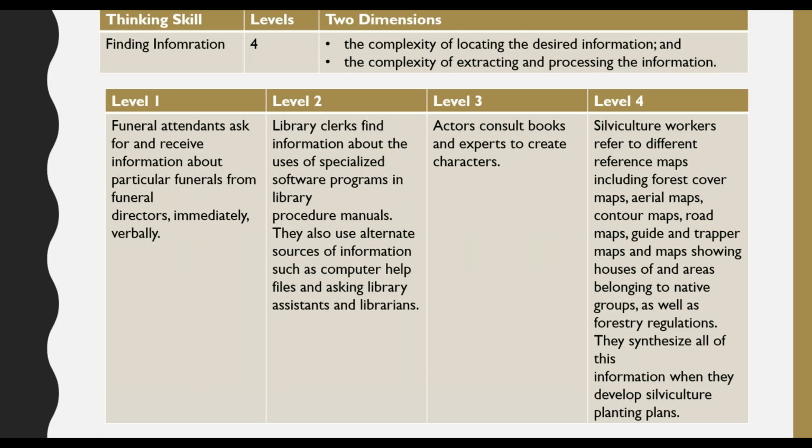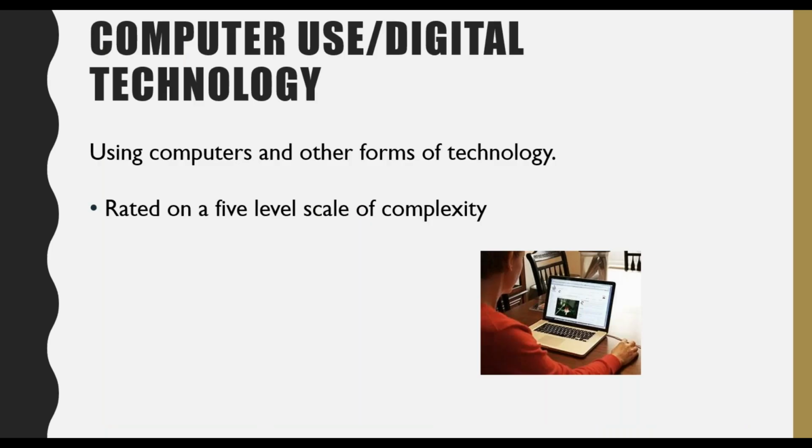Okay, for thinking skills, last but not least, there's finding information, and we're back to having a 4-level complexity scale with 2 different dimensions: the complexity of locating the information and then the complexity of extracting and processing the information. And again, I won't go through these specific examples, but the complexity increases as you go through the levels, and both of those dimensions are typically reflected across the 4 levels. So that's thinking skills in a nutshell, and it's a very quick and dirty overview because there's a lot of content there.